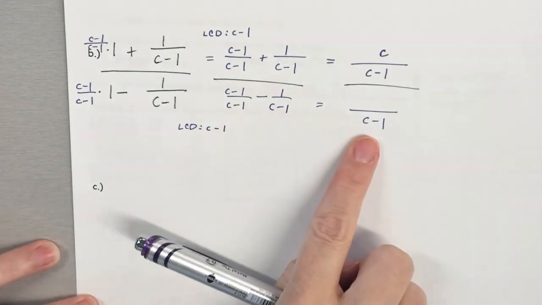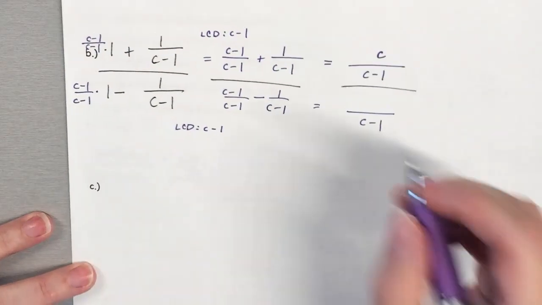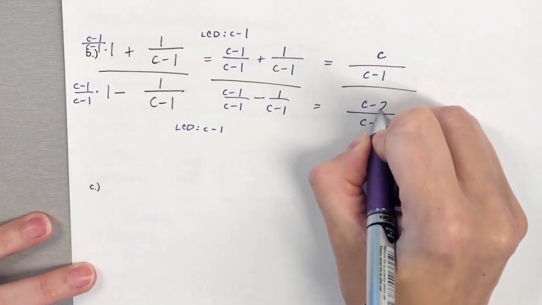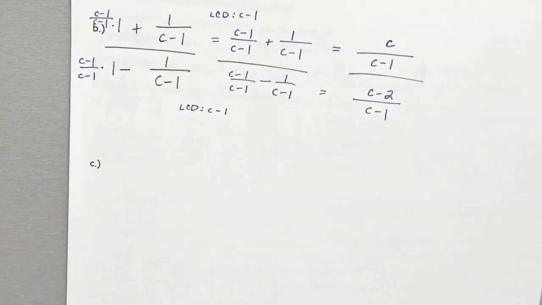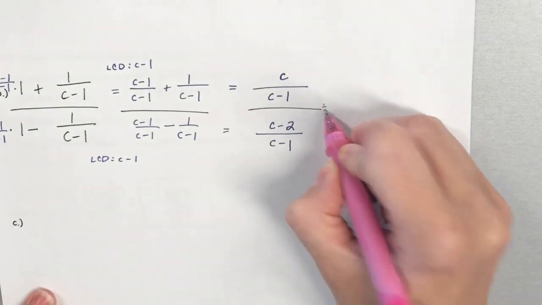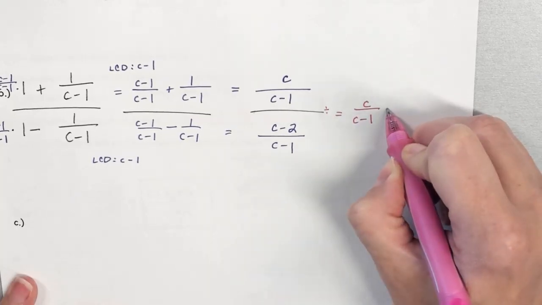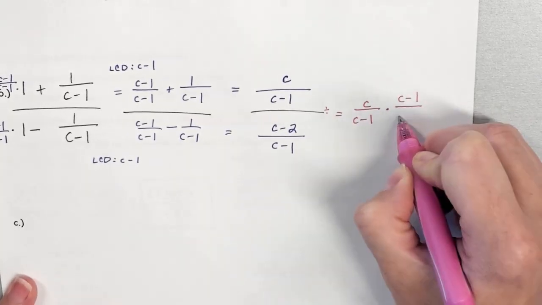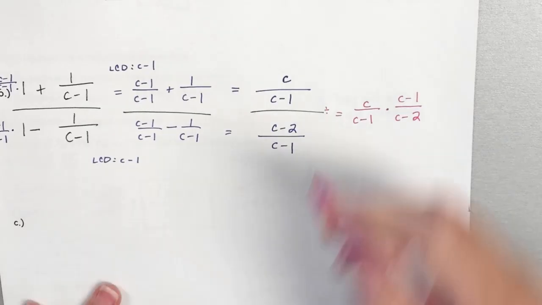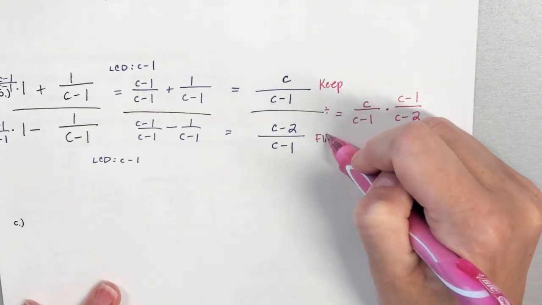So I know the denominator has to stay the same. C minus 1 minus 1 is going to be what? Great. Okay, and then because this is division, we know that we can rewrite it as C over C minus 1 times C minus 1 over C minus 2. So you're changing that, and then you're flipping this.